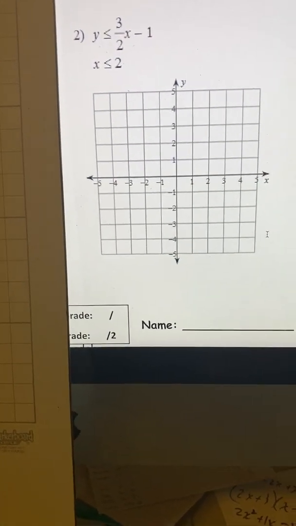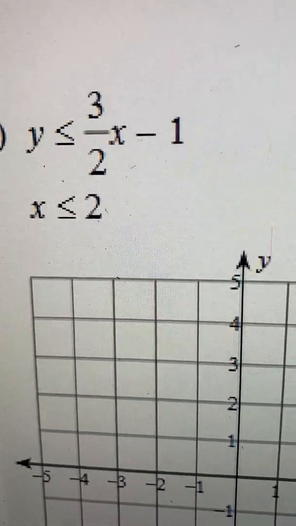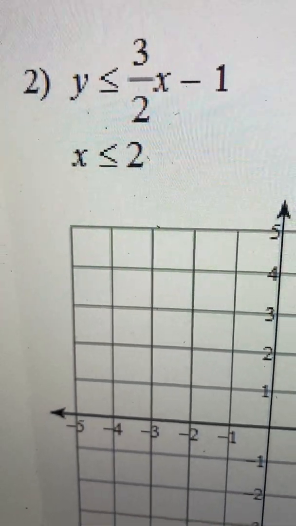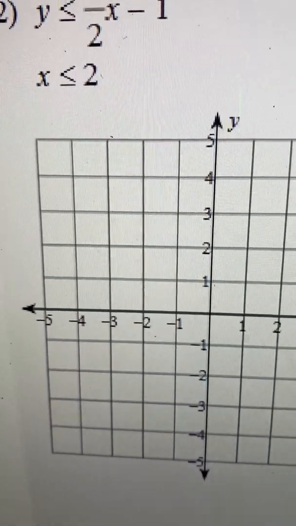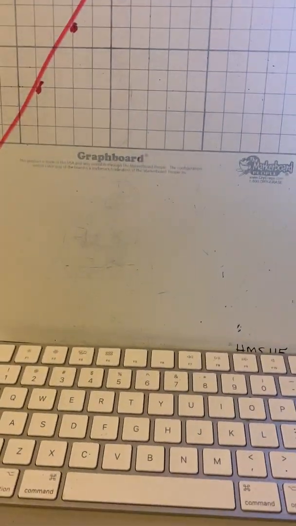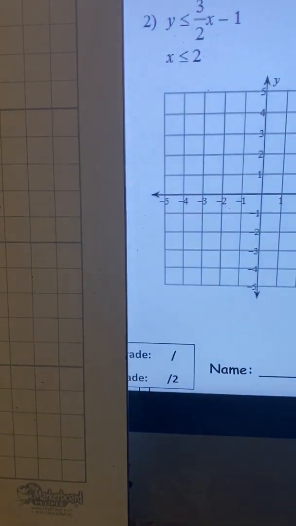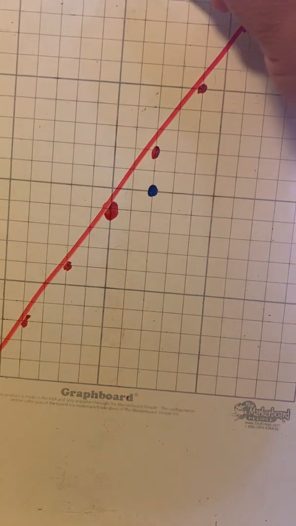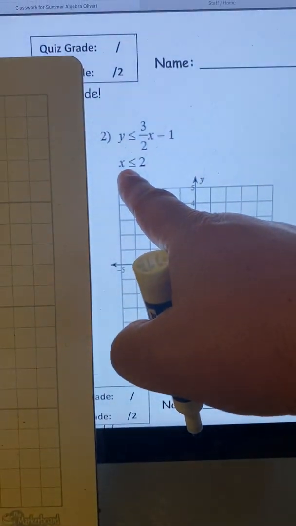Now, this next one is tricky. Be very careful with this next one. The next one tells you all numbers less than 2. X is anything less than or equal to 2. Any number less than 2 on the x-axis. First off, since it's x equals, go to x on the number line. It is right here, 2 on x. And it tells you all the numbers on x that are less than 2. That means everything this way. So this is a vertical line at 2. And it's a solid line because it's less than or equal to.